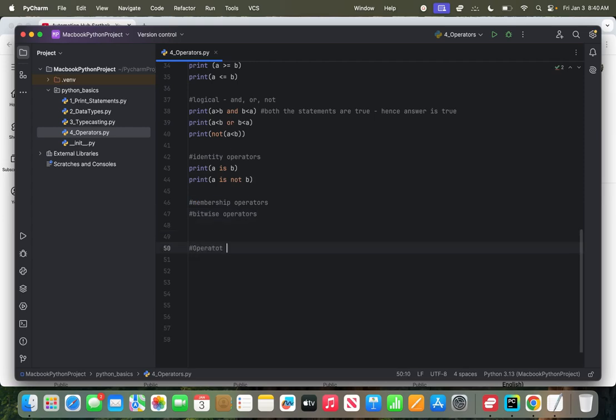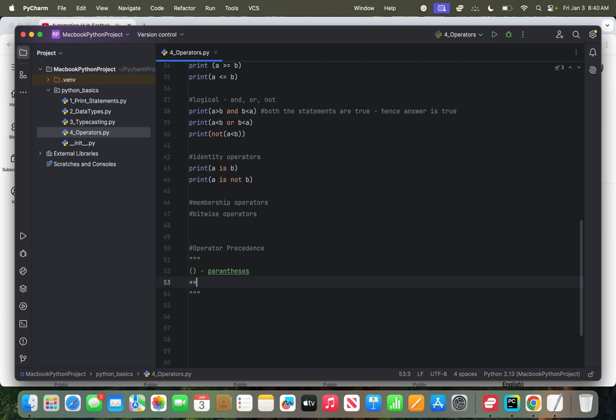Which one will get executed first, in case there is something which will be required? The first one which will get the highest preference is parenthesis. Whatever you keep in parenthesis will get the highest preference, because if it is a bracket, the bracket will get executed first, right?